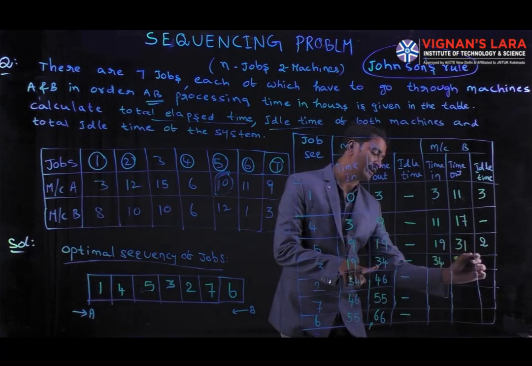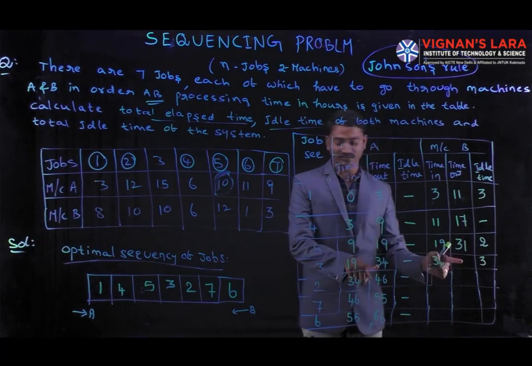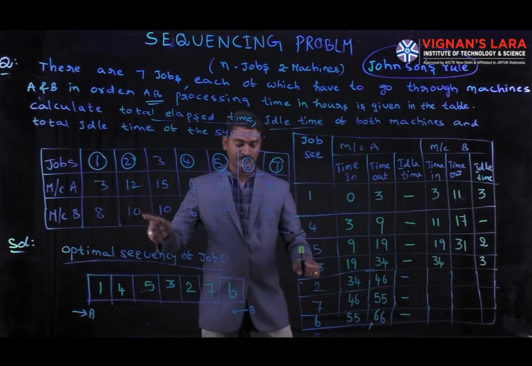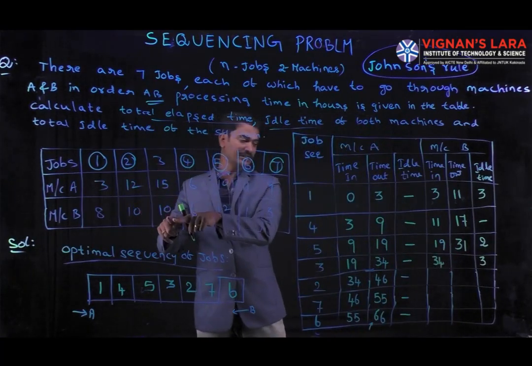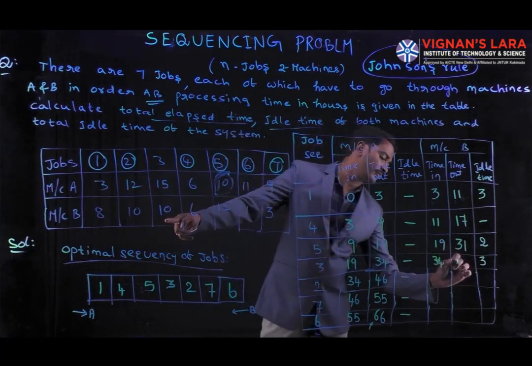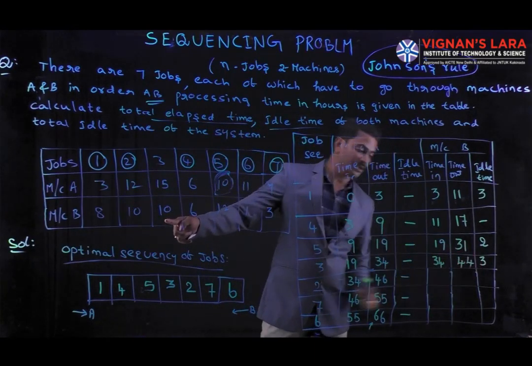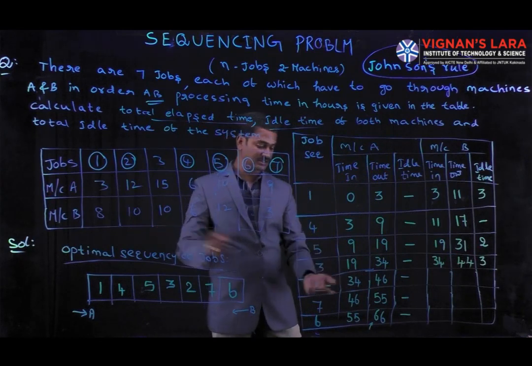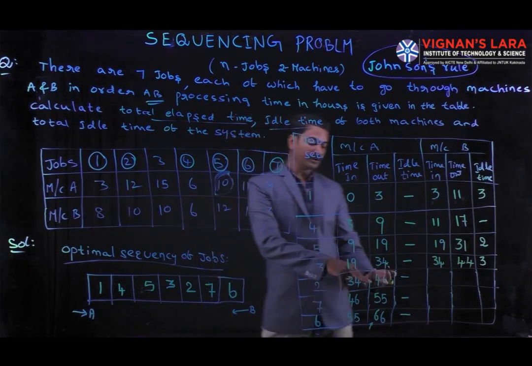So here the idle time is 3 hours. Then the processing time for job 3 is 10 hours. So total is 44. Okay. Next, coming to the next job. Job 2. It is completed at the 46th hour.